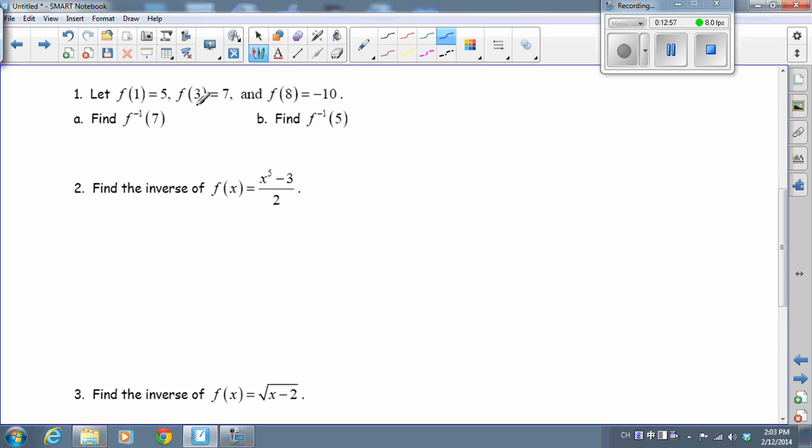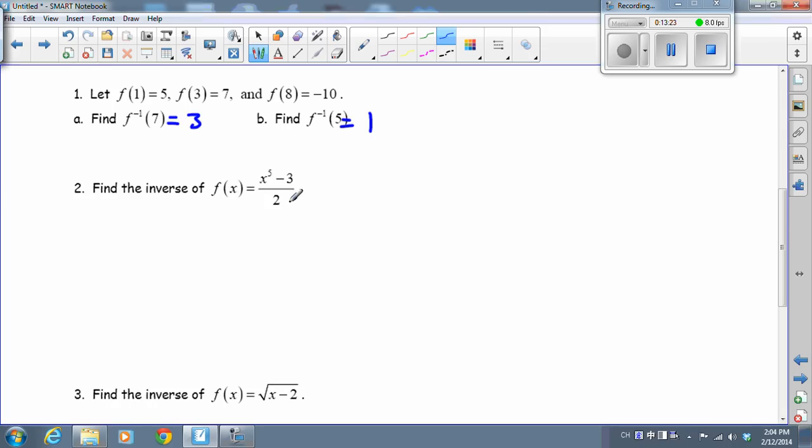f of 1 is equal to 5, f of 3 is equal to 7, and f of 8 is equal to negative 10. Find the inverse of 7. Well, the inverse of 7 will be 3. If f of 3 is 7, the inverse of 7 is 3. If f of 1 is 5, the inverse of 5 is just 1.